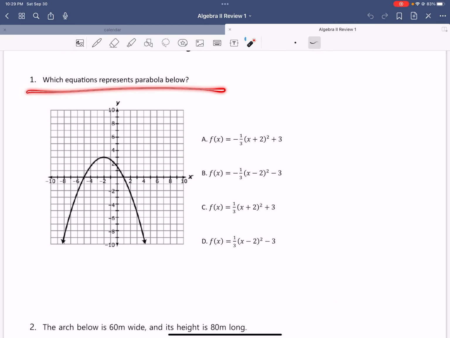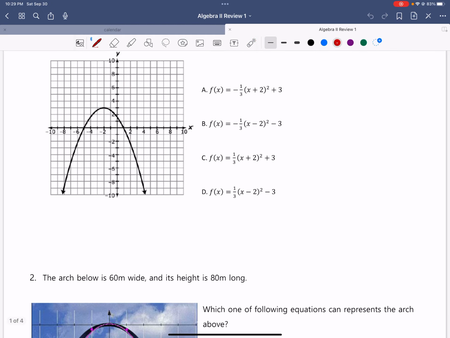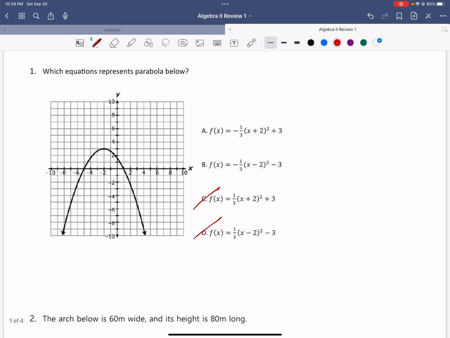Question number 1 says, which one of these represents the parabola below? You will definitely see questions like this, and it's very simple. First of all, let's look at this one. This is concave down because, as you can see, it is a frowning face. So if you look at the answer choices, you can get rid of C and D very easily. So the answer is going to be A or B.